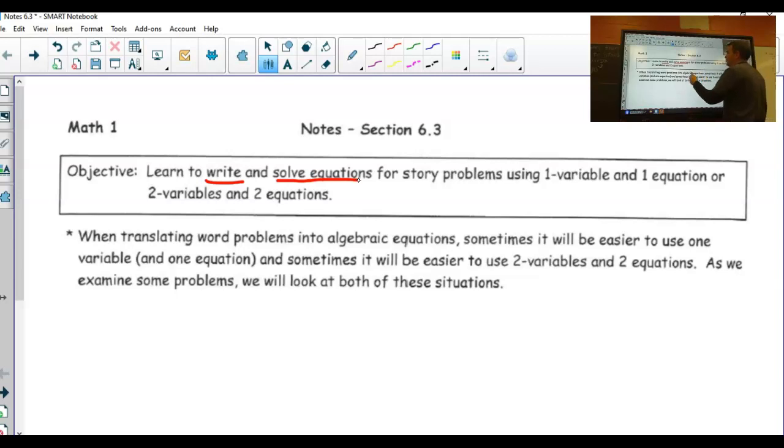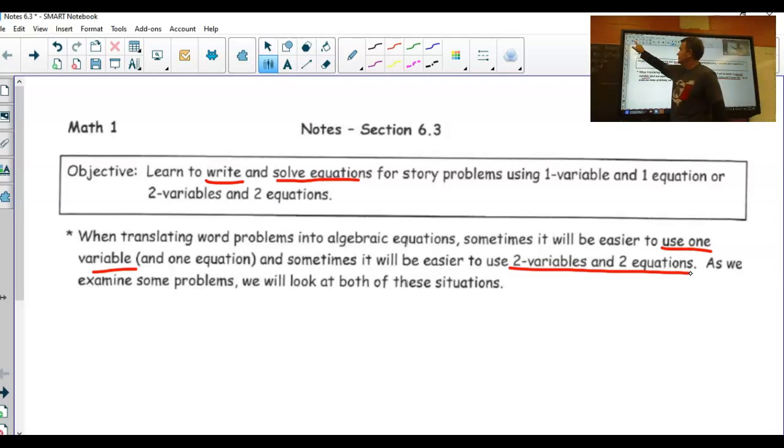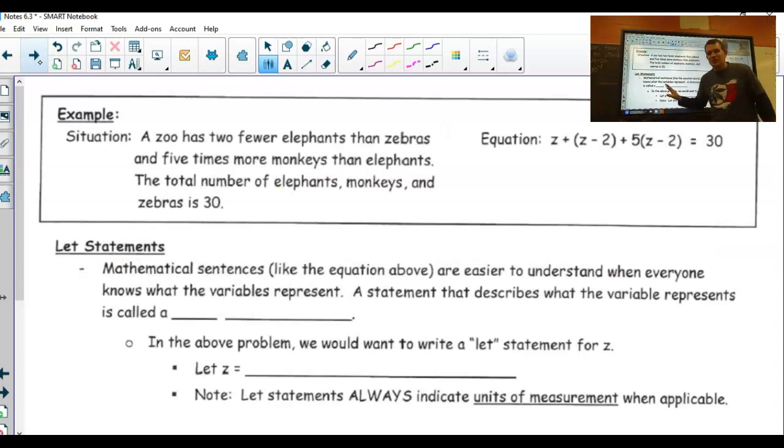When translating word problems into algebraic equations, sometimes it will be easier to use one variable and one equation, and sometimes it's easier to use two variables and two equations. We're going to look at a couple problems where we'll do both ways and see what it looks like. So here's our first example, and I've kind of already done it. I just want to walk through it.